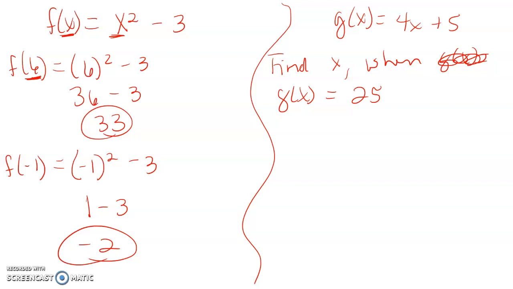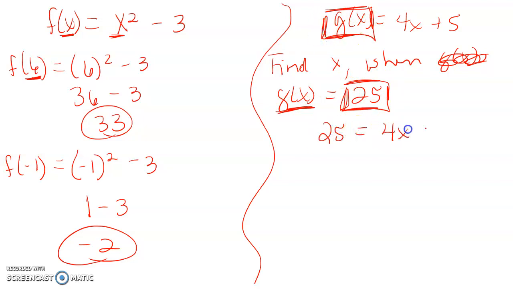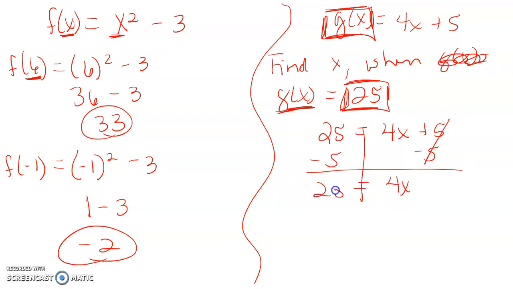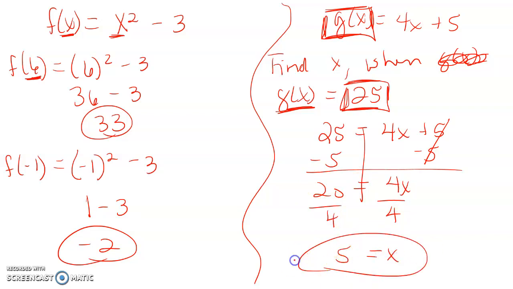On the other side, we're no longer doing the input. Now we're finding x. If it tells you to find x, you can't replace x. If you replace x, you're not going to find it. Okay? So, g of x equals 25. This means g of x is 25. So I'm going to replace g of x with 25. 25 equals 4x plus 5. Subtract 5 on both sides. 4x equals 20. Divide by 4, and x is equal to 5.